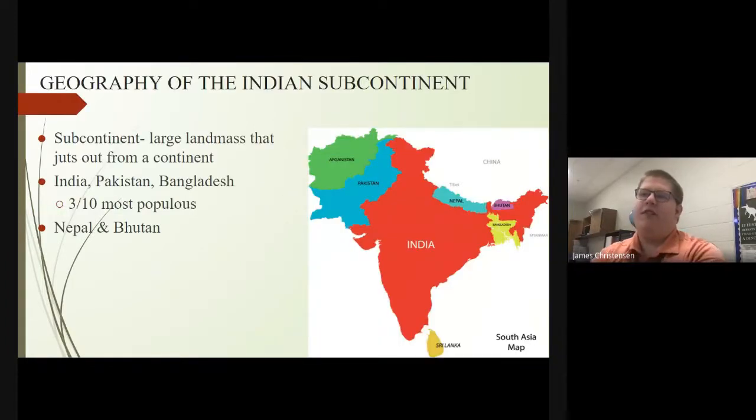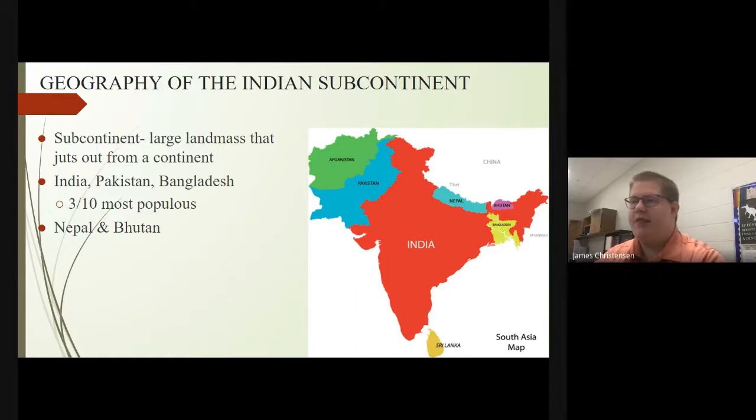So, the geography of the Indian subcontinent. First off, let's define what a subcontinent is. This is a large landmass that juts out from a continent. It's important to note from a plate tectonics perspective, the Indian subcontinent actually slammed into the Asian continent, and the tectonic plates rose up to form the Himalayas when they smashed together.